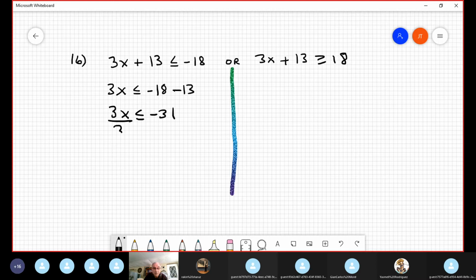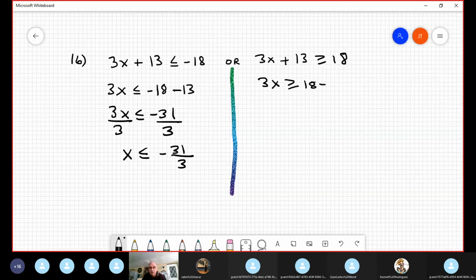Finally, divided by 3. And remember, when you divide by a positive number, the inequality stays the same, no reverse. Negative 31 over 3. Okay, super. Let's do the second part, exactly the same. 3x greater than or equal to 18 minus 13. That's 5, no? 3x greater than or equal to 5. Divided by 3, divided by 3. x greater than or equal to 5 over 3.